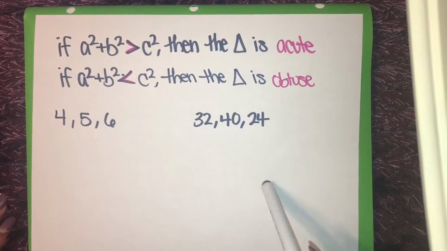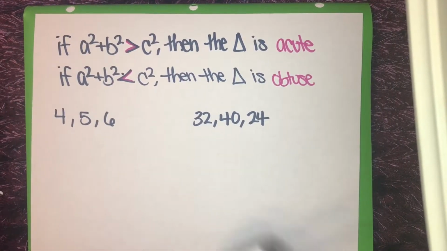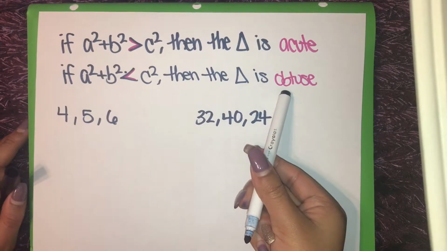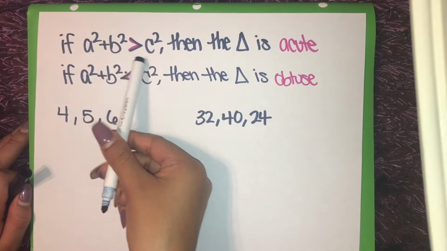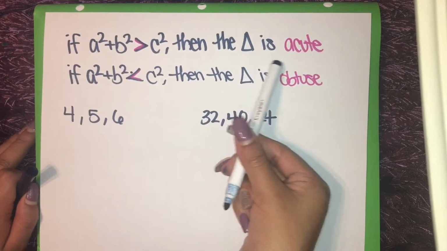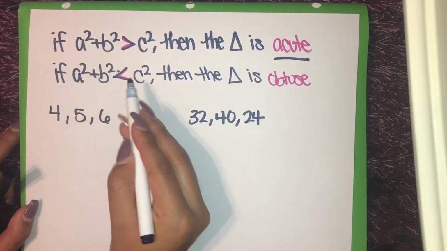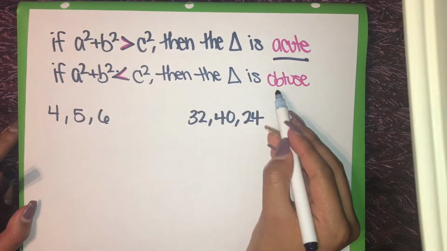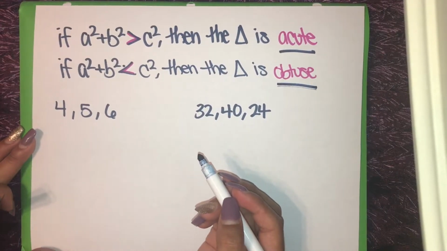In other cases, if the Pythagorean theorem does not result in the sides forming a right triangle, you can check to see if the triangle is acute or obtuse. So if a squared plus b squared is greater than c squared, then the triangle is acute. If a squared plus b squared is less than c squared, then the triangle is obtuse. Let's try these sample ones.